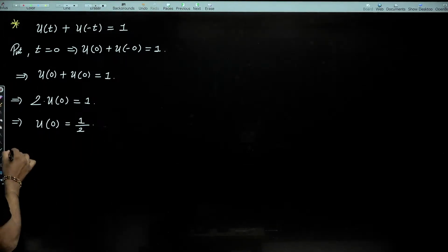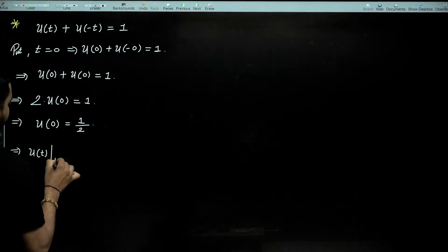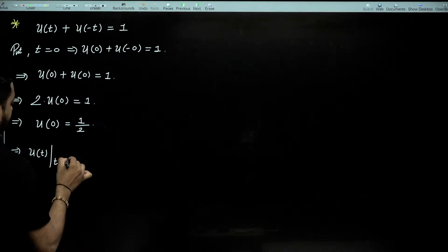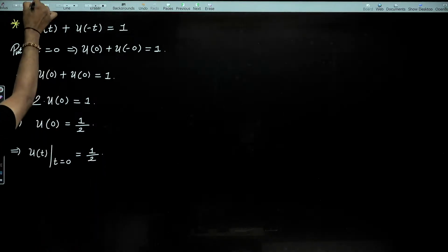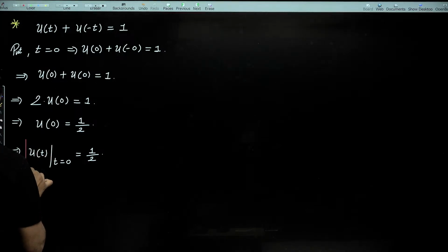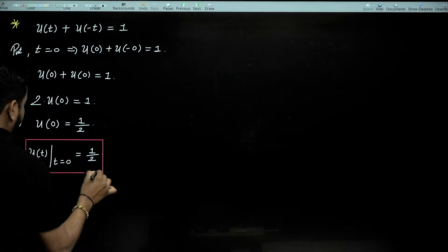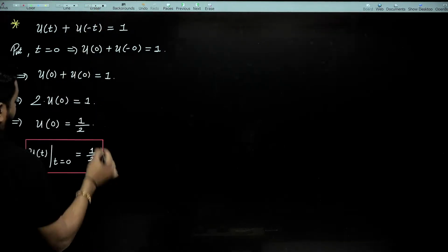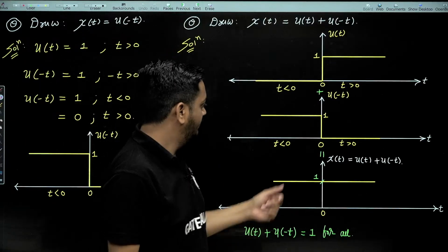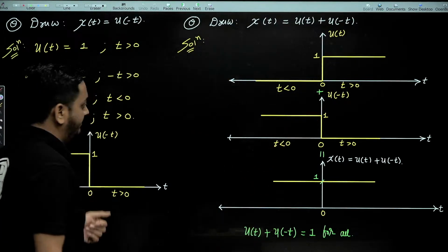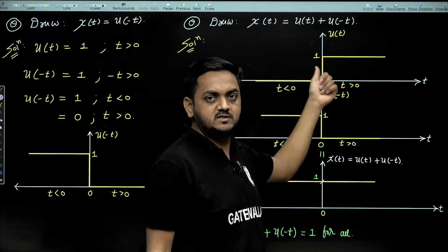So practically we can say the value of u of t at t equal to 0 is half, the average of the maximum and minimum amplitude at t equal to 0. At t equal to 0, there is a sudden change in amplitude, there is a discontinuity.